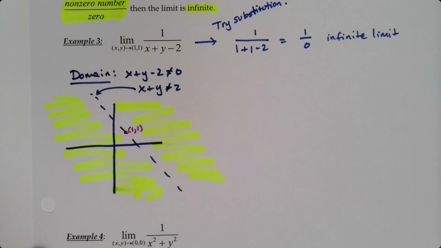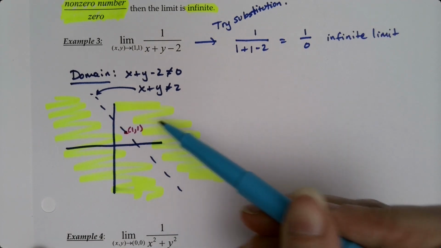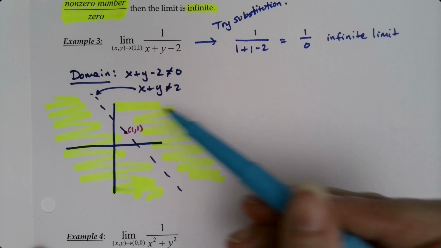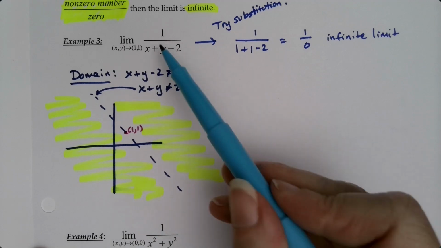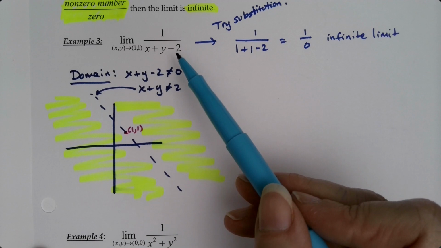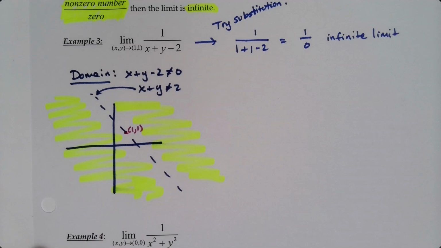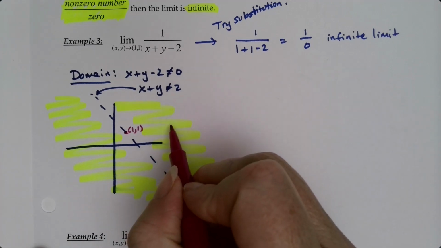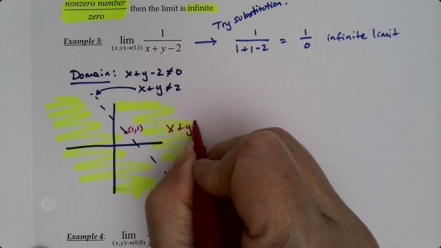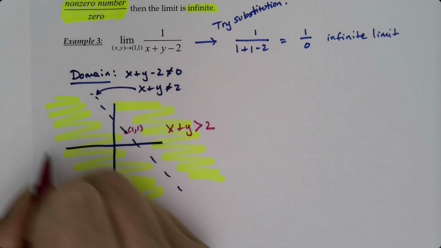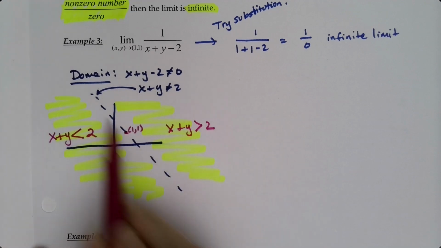So we have to think about if we approach it from this side, x and y would be larger than 2. So we'd have 1 over 5 minus 2, or 1 over 10 minus 2. So we expect that this side of that boundary line would be x plus y is greater than 2. And over here we expect x plus y is less than 2, because x plus y equals 2 is that line.